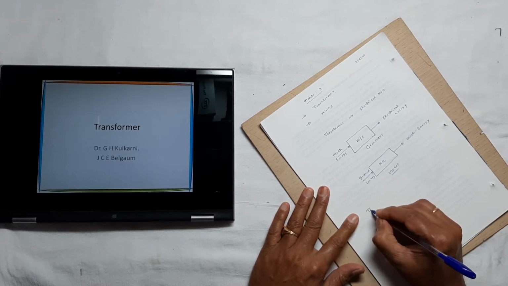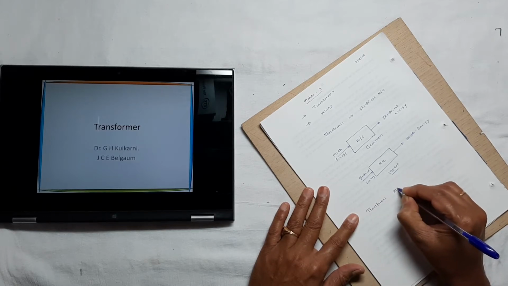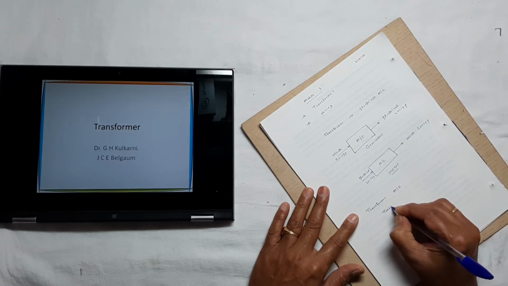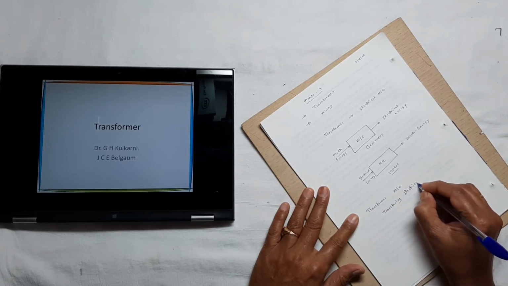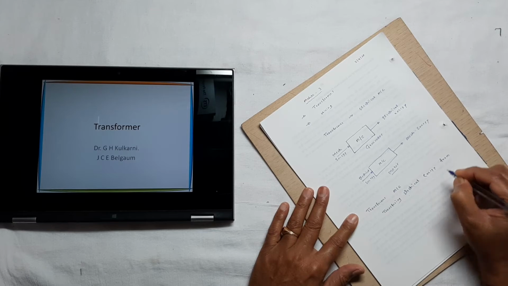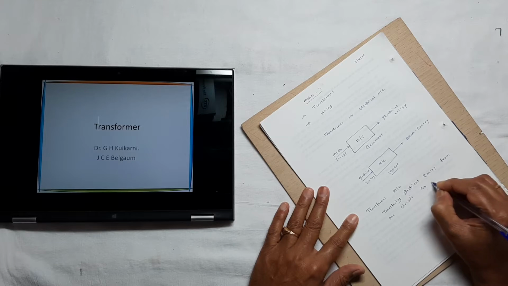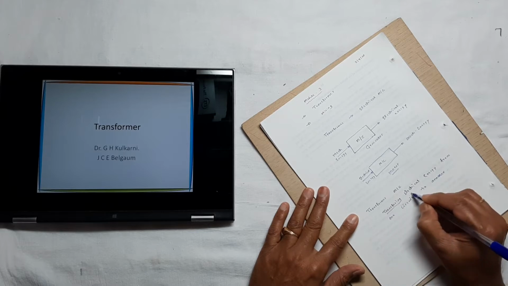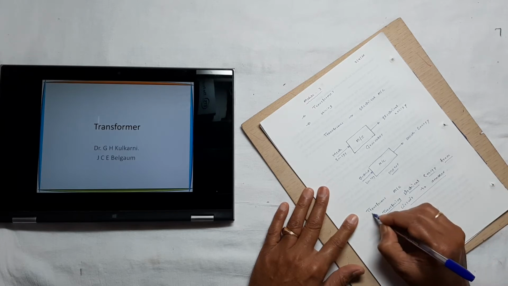The transformer is a machine. Transformer is the machine which is not converting any energy, but it is transferring electrical energy from one circuit to another circuit. That is the function of the transformer. That is transferring the electrical energy from one circuit to another circuit. That is the function of the transformer.